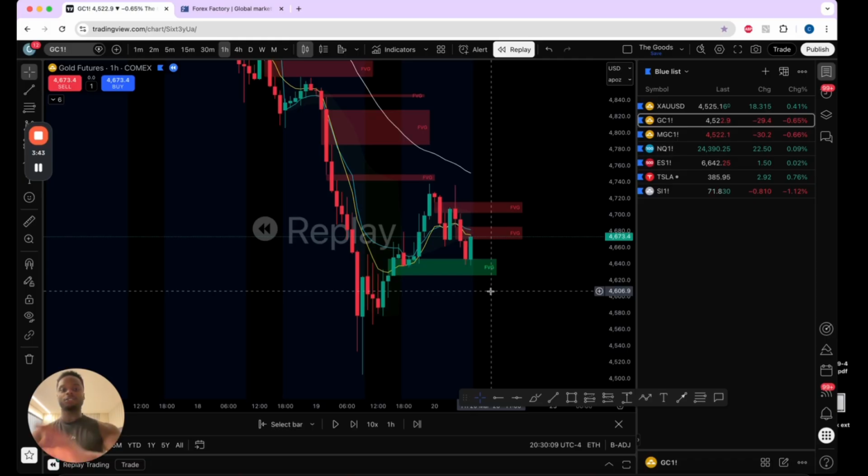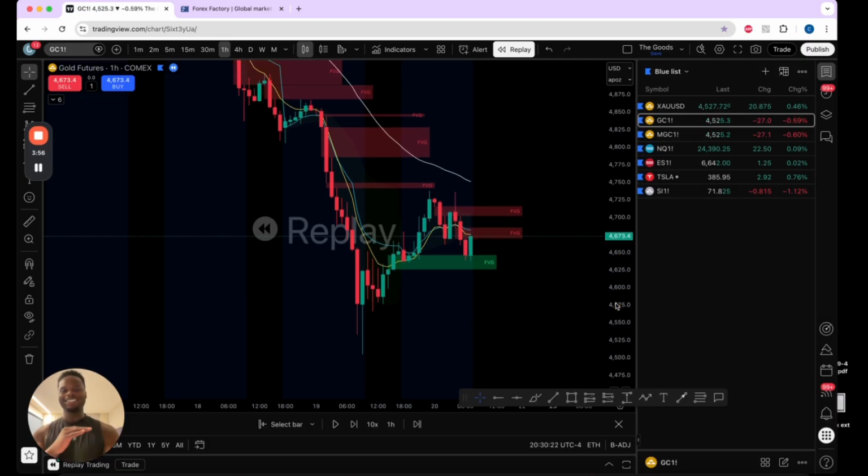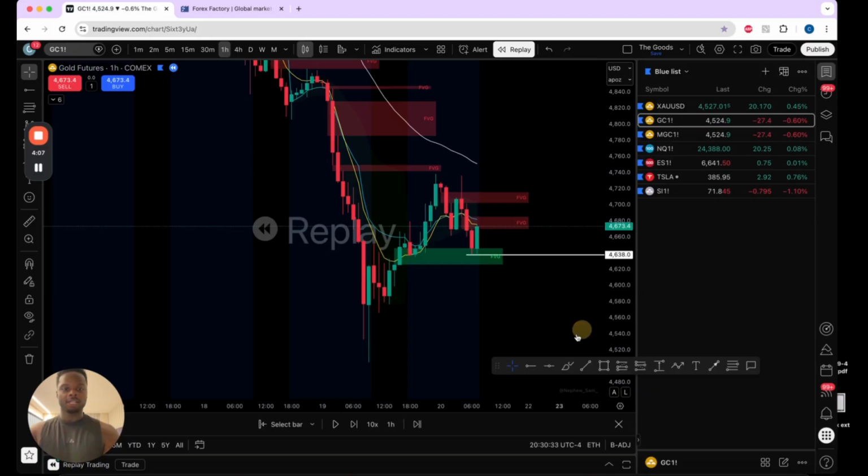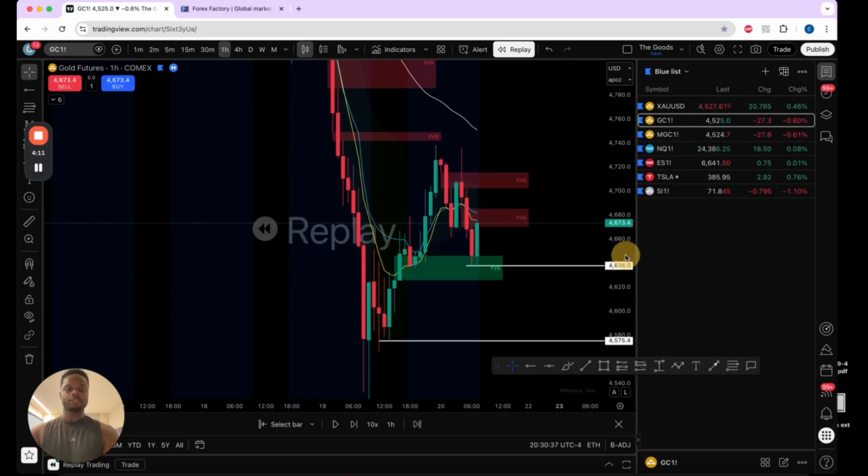So that's looking at actual market structure itself, but what also helps me determine what bias I'm looking for today is the moving averages and the VWAP. Super important. I'm telling you guys, if you implement this in your trading, it is game changing. So we have an area of support right here, and we have an area of support down here as well. So I'm only looking for sells, nothing else.